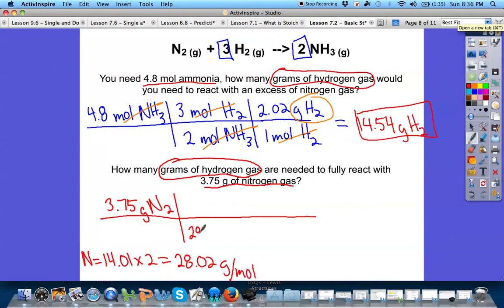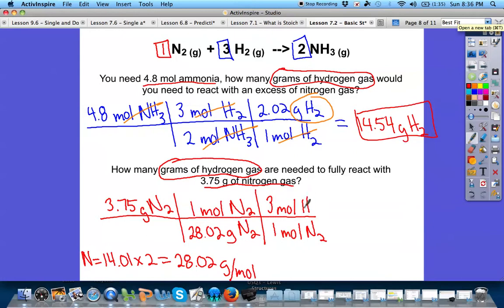So 28.02 grams, 1 mole goes on the top. So now we need to look how many moles of nitrogen do we have? Well, we have 1 in our chemical equation. And then hydrogen, we have the 3 moles of hydrogen. And then the molar mass of hydrogen, 2.02 grams.